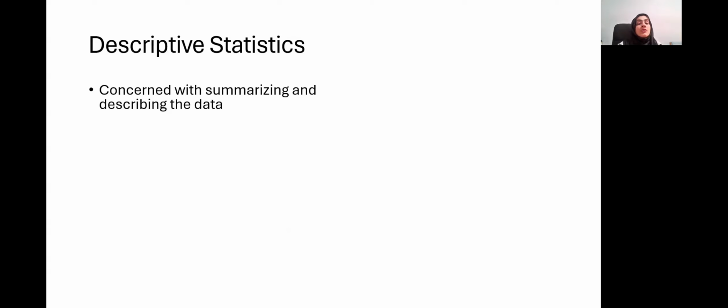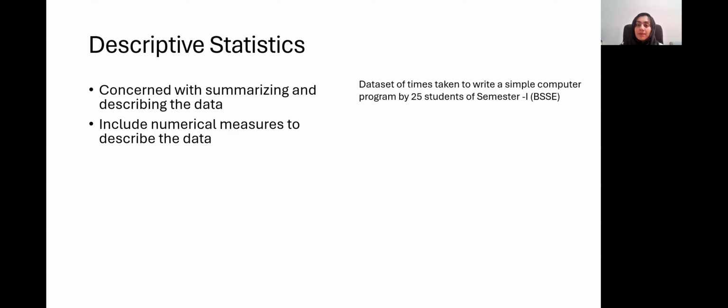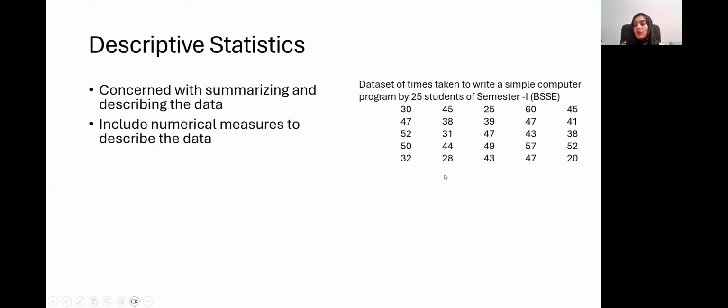We know that descriptive statistics is concerned with summarizing and describing the data, and it includes the numerical measures to do so. Let's take a look at an example. This is a data set of the times taken by 25 students of semester 1 to write a simple computer program. And you would expect numbers like these. You can see that these are 25 different values.